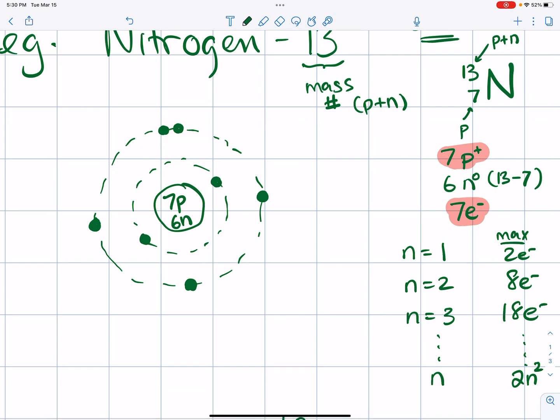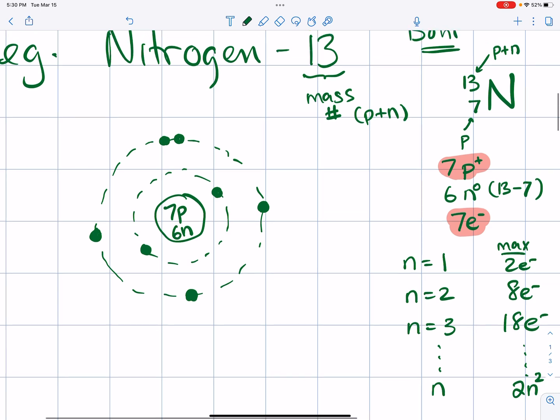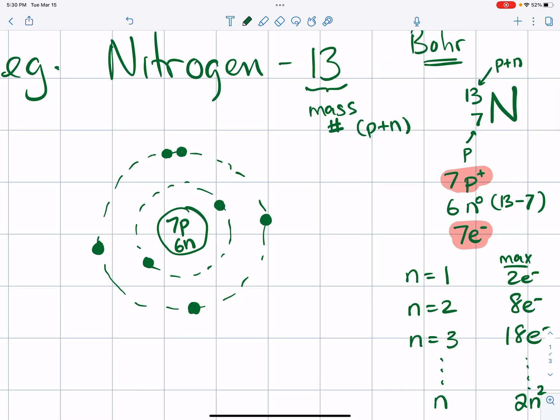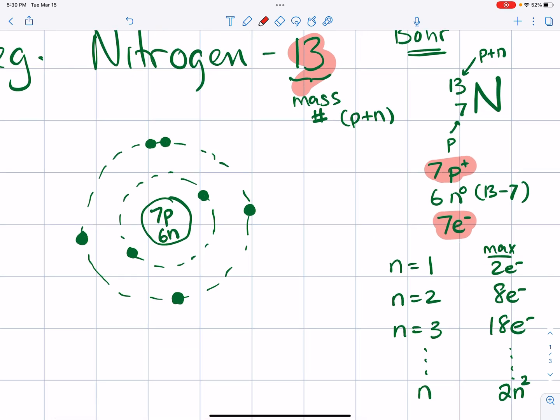7 protons, because the atomic number on the periodic table is 7. 6 neutrons, because 7 plus 6 gives me the mass number, which was 13. And because there's 7 positive protons, there had to be 7 negative electrons, 2 of them in the first energy level to fill it, and then 5 of them in the second energy level.